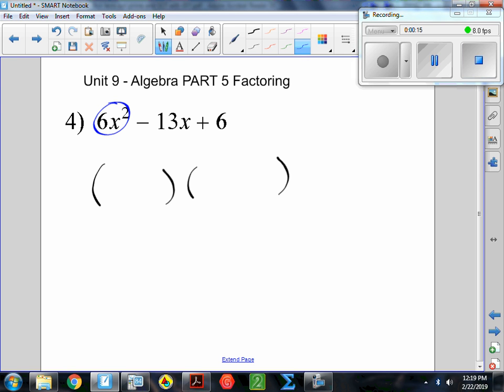Take factors of the first term, 6x squared. I know that 6x squared could be a 3x times 2x, could be 6x times 1x, and I kind of have to pick which one I want to use. Let's try 6x and x and see what happens.